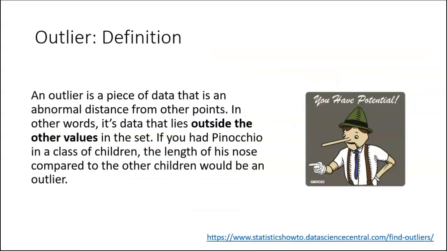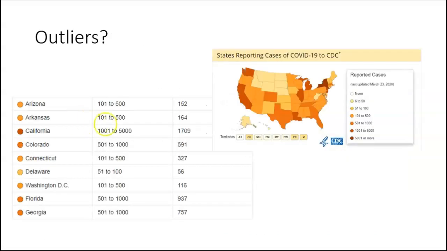Well, an outlier is a piece of data that is an abnormal distance from the other points. Now just pause there for a minute. Abnormal. Well, what makes something abnormal? That's pretty imprecise as a definition, because what one person might think, like that California number, is an abnormal distance, how do we know, though?